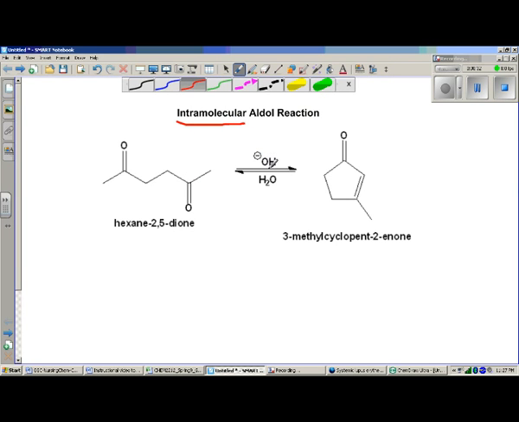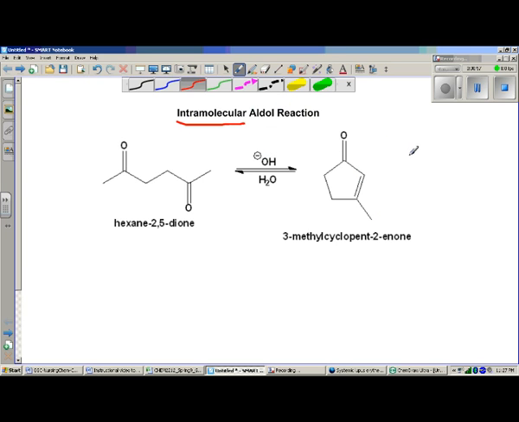The fact is that the OH minus catalyst is going to react with an alpha hydrogen, remove it, form an enolate, which then reacts with the other carbonyl group. And because that happens, it has to cyclize. Now, the intramolecular reaction virtually always involves a condensation, simply because of the stability of the ring that you form.